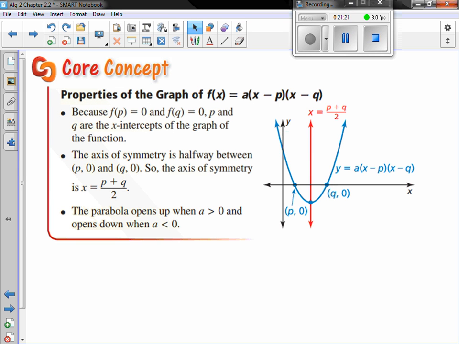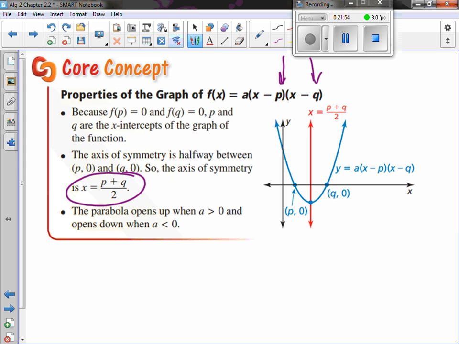This here is what I call intercept form, because the values of P and Q are the x-intercepts. The value of x where it crosses the x-axis. So P comma 0 and Q comma 0. So whatever those values are, they tell us what the x-intercepts are. Now, the axis of symmetry is halfway between these 2 points, and we get it from x is equal to P plus Q over 2.